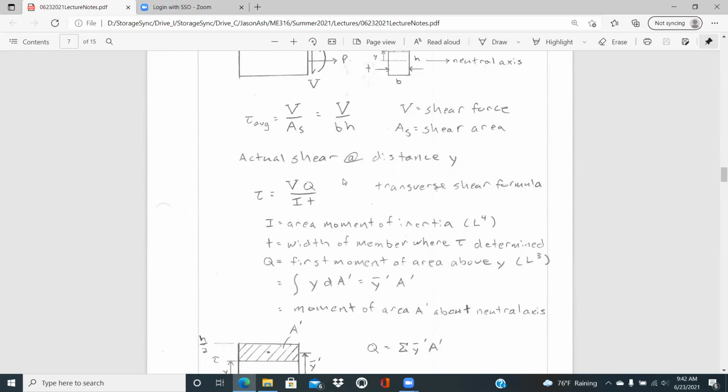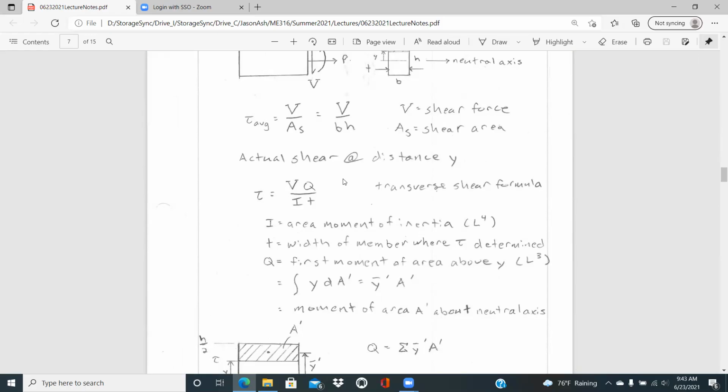And so the good news is we already know what the shear force is. We've created our shear and moment diagrams from what we've done in chapter 6. And you can identify what your maximum shear force is along the length of the beam, and then correspondingly calculate your maximum shear stress. We've already done that in chapter 6 with our area moment of inertia. t is just the width of the member where your shear stress is determined. And so the only new thing that we have to look at is that Q value, the first moment of area above y.